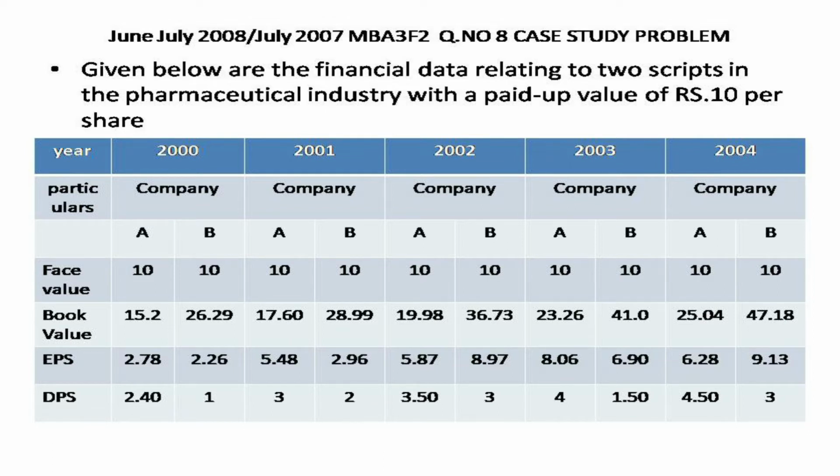Book value in the year 2000 for company A was 15.12 and company B is 26.29. Subsequently, 17.60, 28.99, 19.98, 36.73, 23.26, 41.05, 25.04, 47.18. EPS of both companies from 2000 to 2004 is 2.78, 2.26, 5.48, 2.96, 5.87, 8.97, 8.06, 6.90, 6.28, 9.13. Dividend per share from 2000 to 2004 for both companies is 2.40, 1, then 3, 2, 3.50, 3, 4, 1.50, 4.50 and 3 rupees.